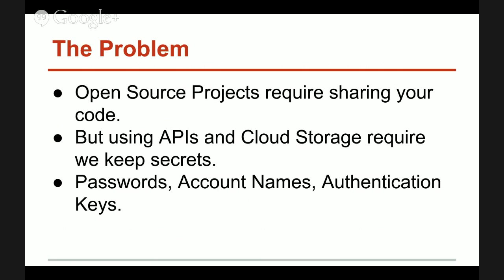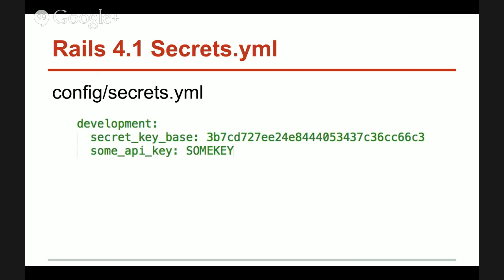Even though you want to share your code, there are all sorts of great tools out there that require you to have secrets. So potentially in your code, there are things like passwords, account names, authentication keys that we want to keep secret. And it's very important to keep secret, especially if you're using a service like GitHub, because there are people who are scraping GitHub and similar code sharing sites for exactly that kind of information. And it can be very problematic if they get it from you.